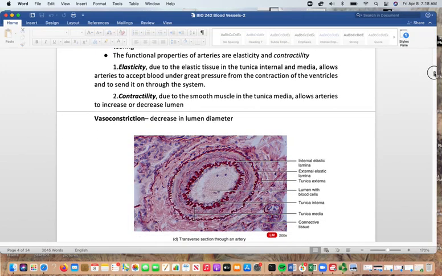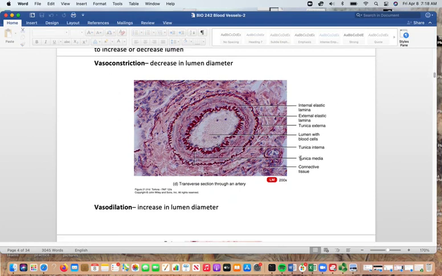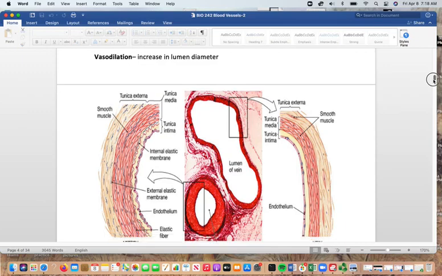Contractility would be from the smooth muscles. This will allow these vessels to increase or decrease the size of the lumen. They can decrease the size of the lumen for vasoconstriction, and that's used to be able to shift blood flow away from that particular area and send it somewhere else. So this is showing the different layers of the tissue under an actual microscope from a transverse section of an artery. Vasoconstriction decreases the lumen size, vasodilation increases the lumen size.